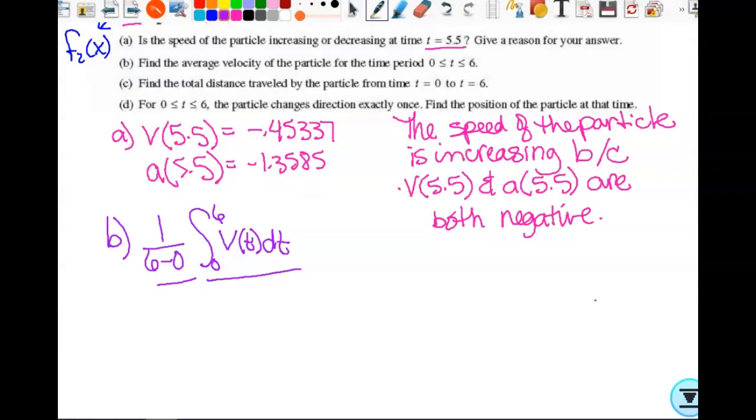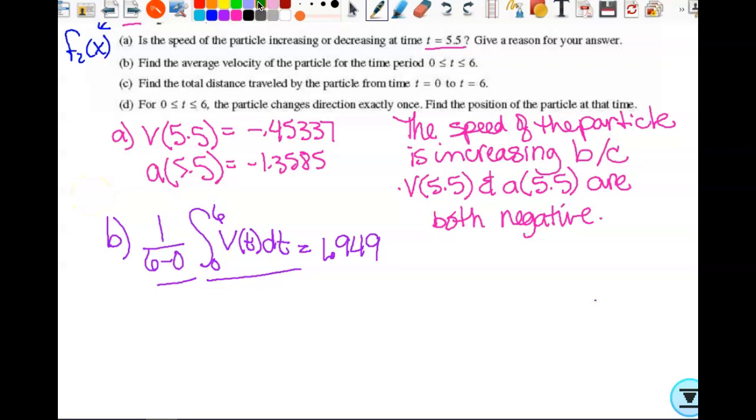So then this is 1.949, and I don't think this problem has any units on it or anything, does it? No, it doesn't. So it's just 1.949. That's the point.